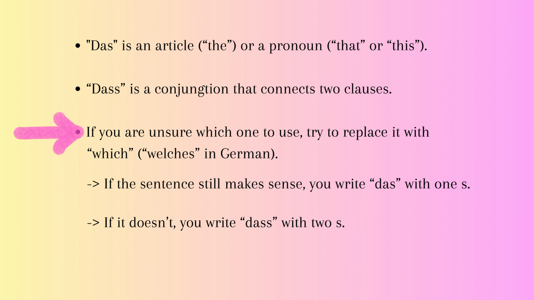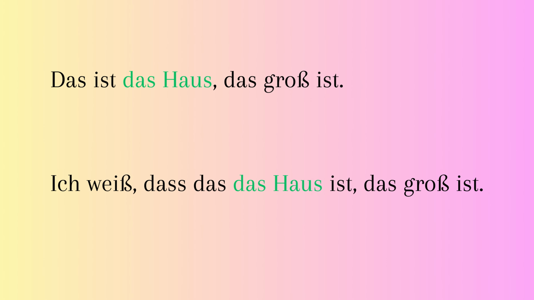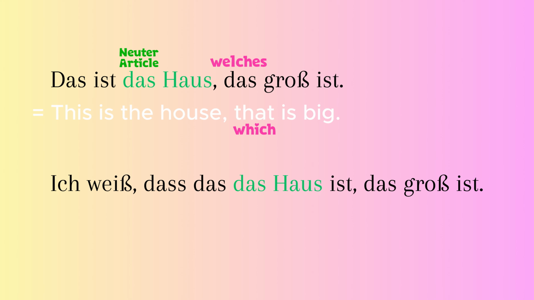In German you can try to insert welches instead of das. So you can compare it with which in English. And if it works, then you know it has to be written with one S. So if you have a sentence like Das ist das Haus, das groß ist, try it in English: this is the house which is big. Yeah, you can say that. So now you know das has to be written with one S.